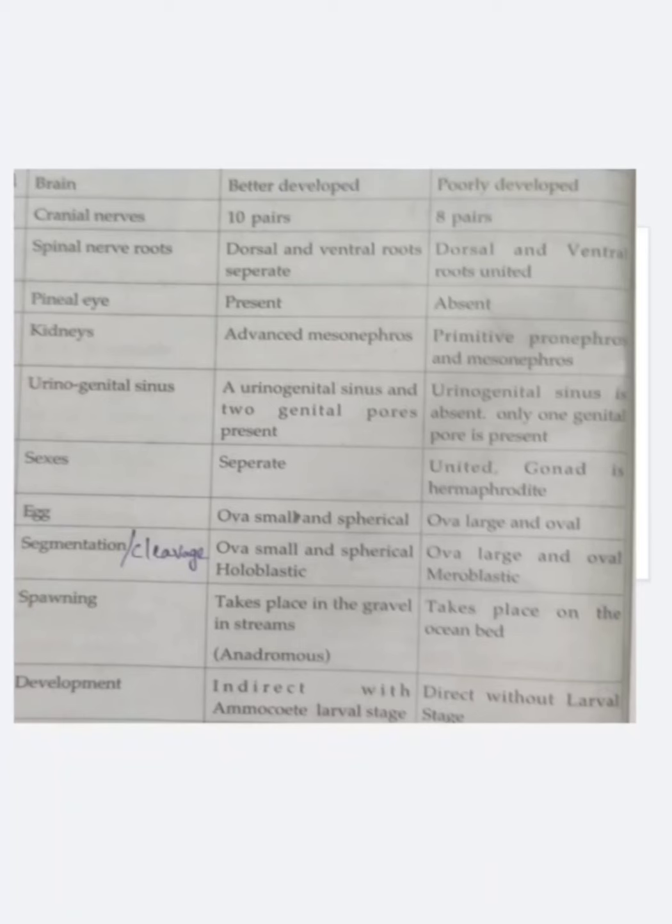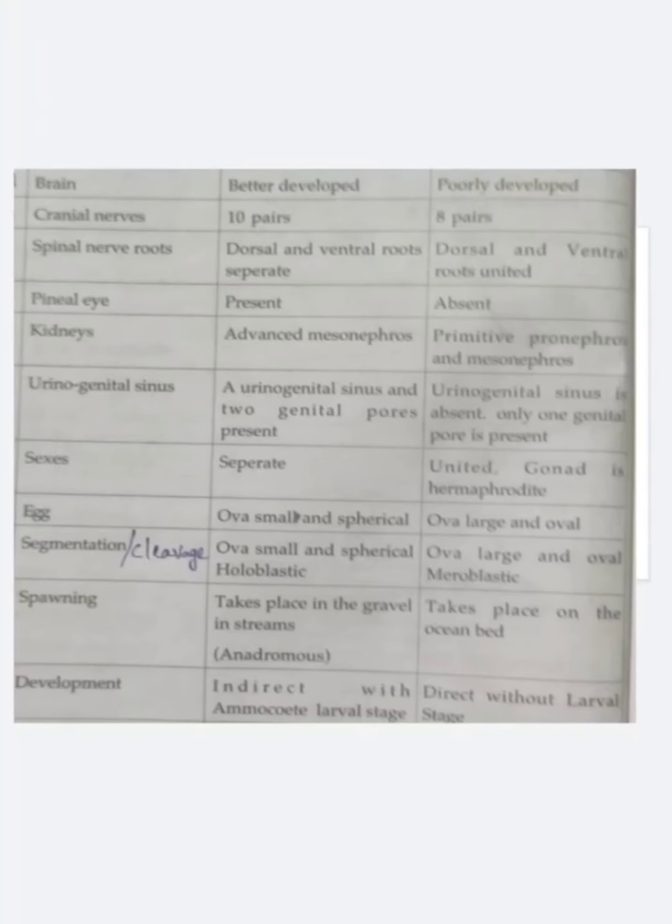When we see the development, in Petromyzon indirect development takes place. During development a larval stage is present, known as the ammocoete larva, but in Myxine no larval form is found, hence the development is known as direct development. So these are the major comparisons between Petromyzon and Myxine.